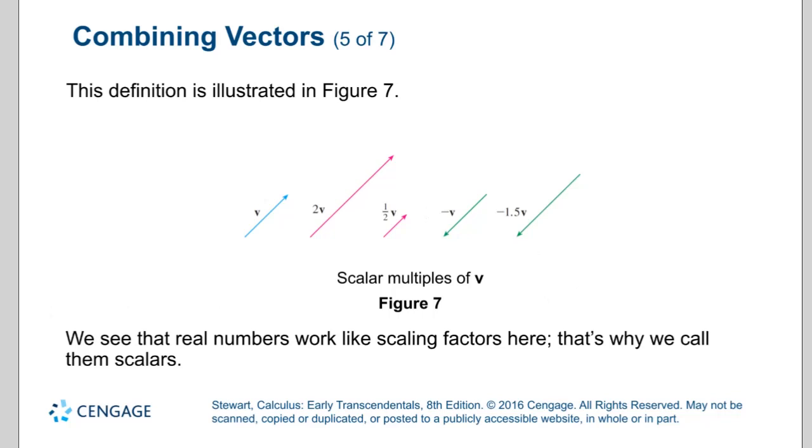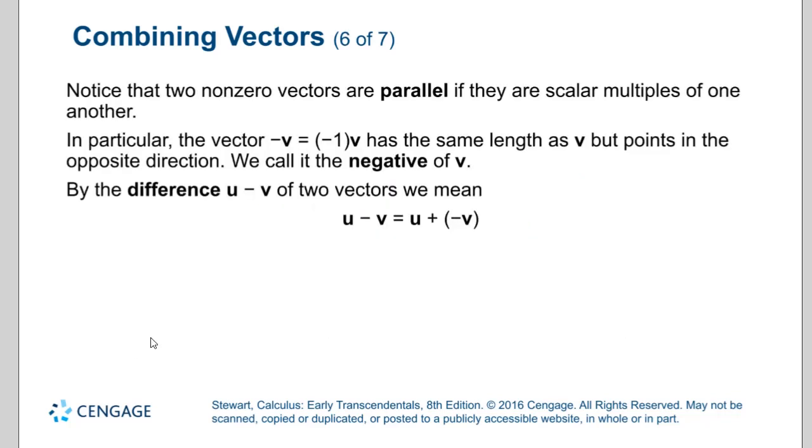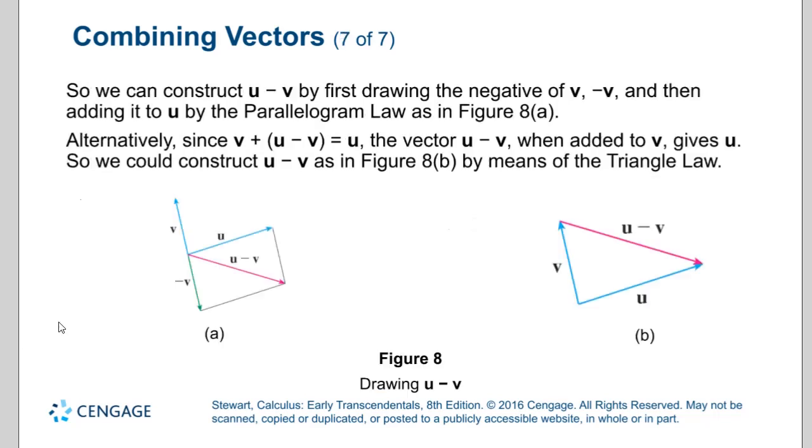Now, if we combine scalar multiplication of vectors and addition, that's how we're going to get the subtraction of vectors. So the difference of u and v is really the same thing as u plus negative v. So if we look at that, we have u and v. So negative v is going this way, so my u minus v is going to go down to that point there. So you can have subtraction of vectors as well.